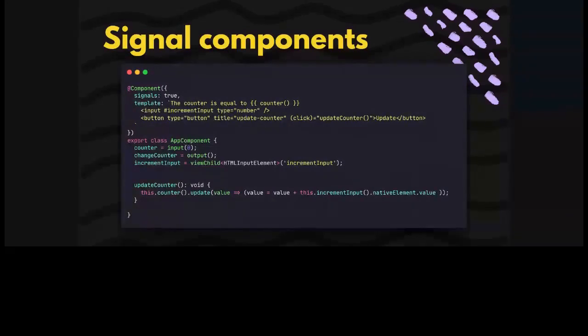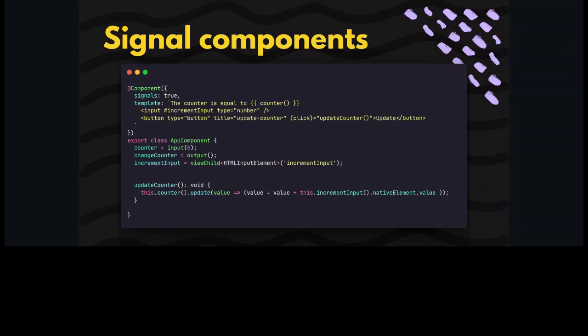So, signals in components. Now the annotations @Input, @Output, @ViewChild, @ViewChildren, and @ContentChildren will be replaced by a signal function. If you want to create an input, it will be input. If you want to create an output, it will be just output. If you want to retrieve a viewChild element, quite easy, it's just the viewChild function.